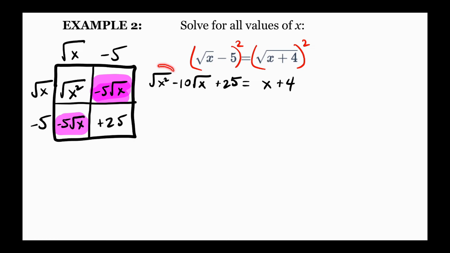This guy over here is the same thing we saw last time. Square root of x squared. That's got a pair, right? It's got a pair of x's. So it's going to simplify to x. Everything else moves down.